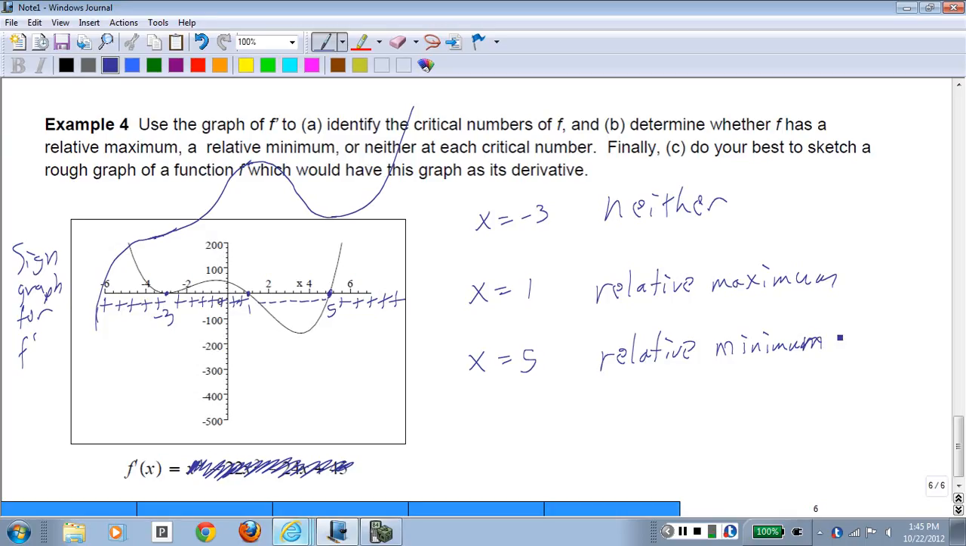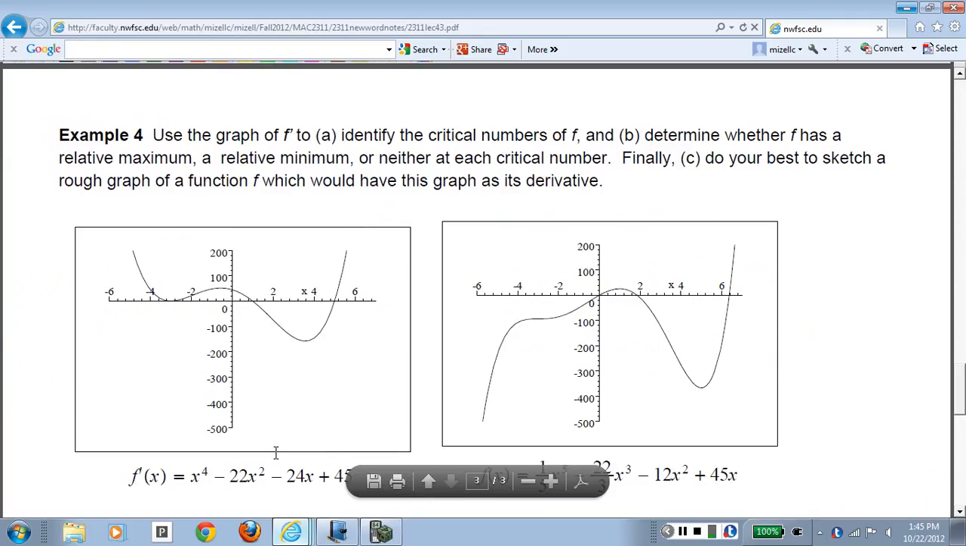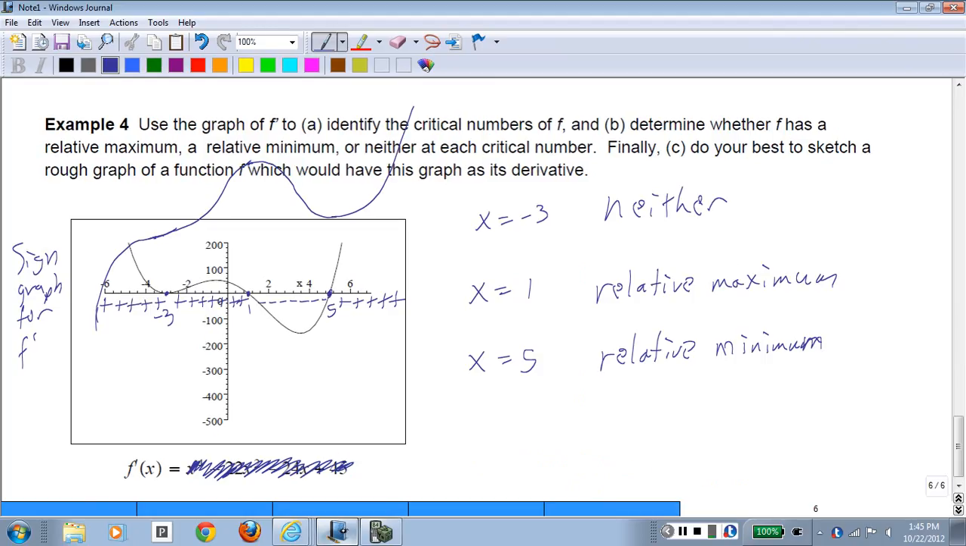And what is the C part? Do your best to sketch a rough graph of the function. Okay, we did that. So there it is. Now, the actual one looks like that. Compared to what we have, I think that's fairly decent. Maybe I should have leveled it off a little bit more at -3. I'm not real thrilled about what I did there. Horizontal tangent line right there, so level and then up. But otherwise, it seemed like it was okay.